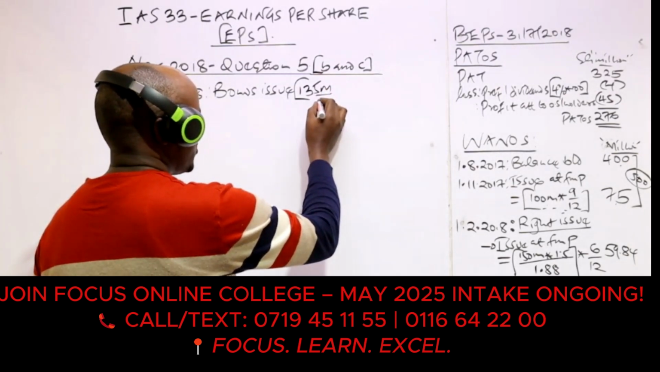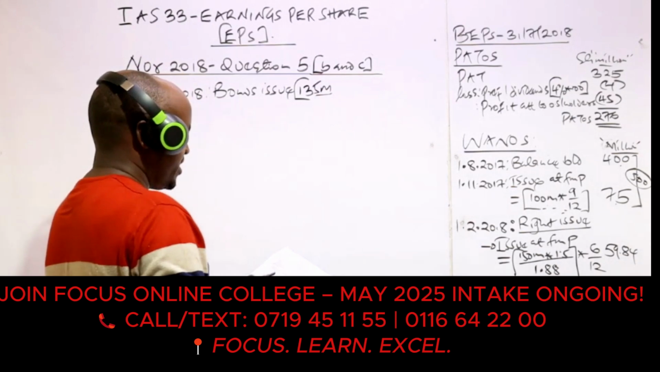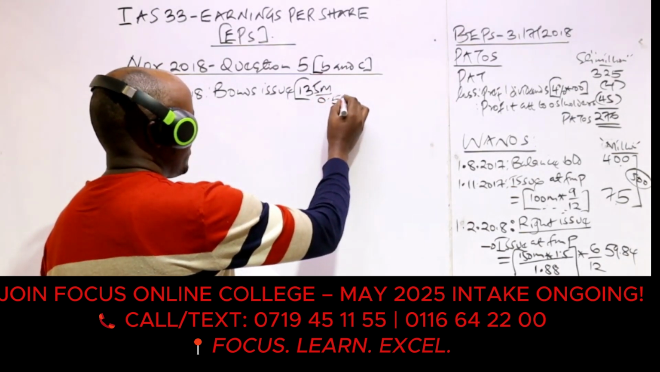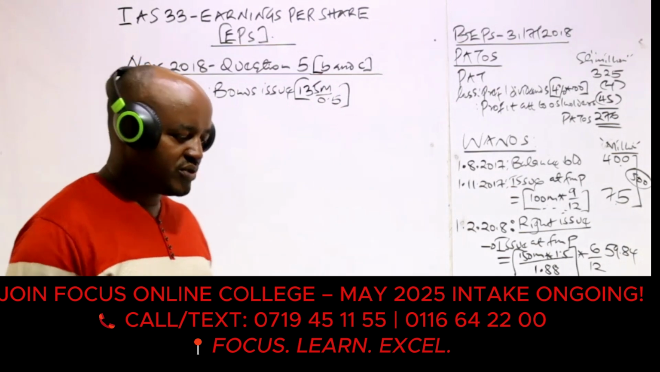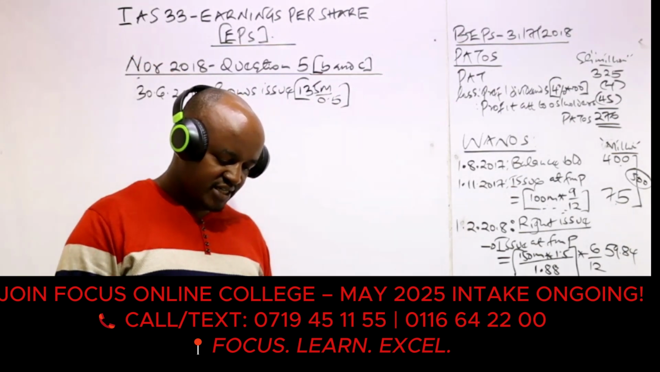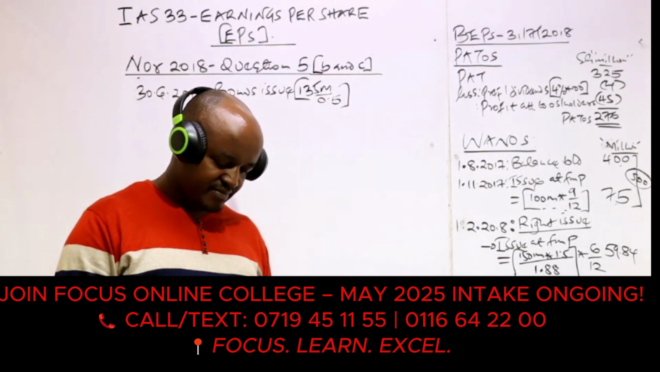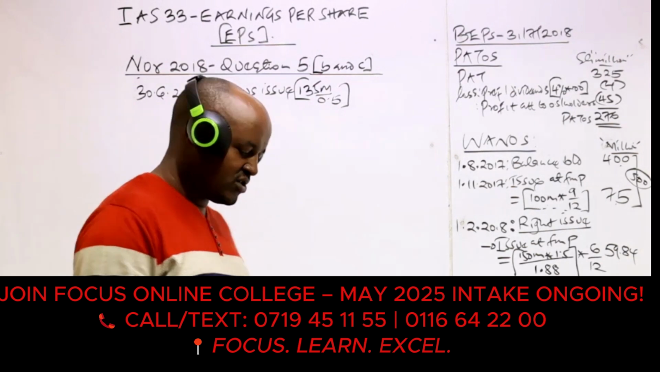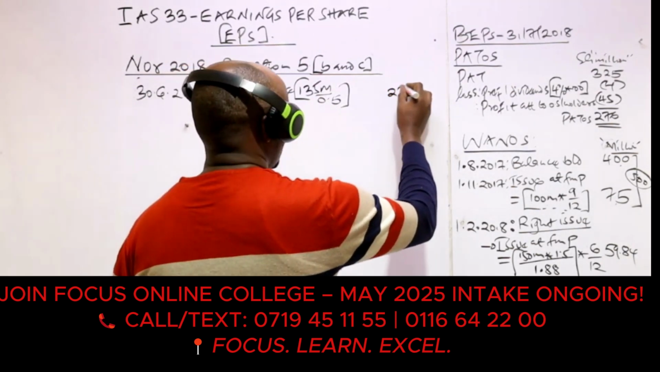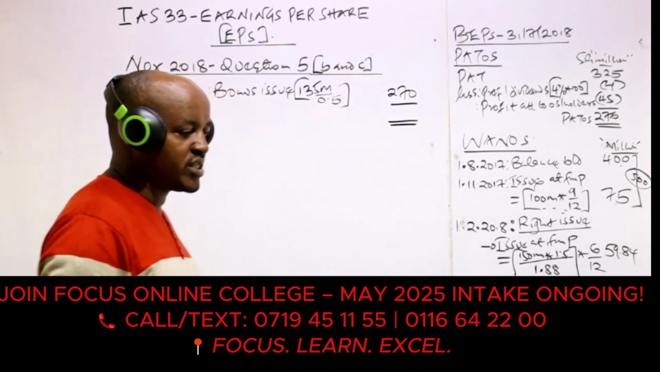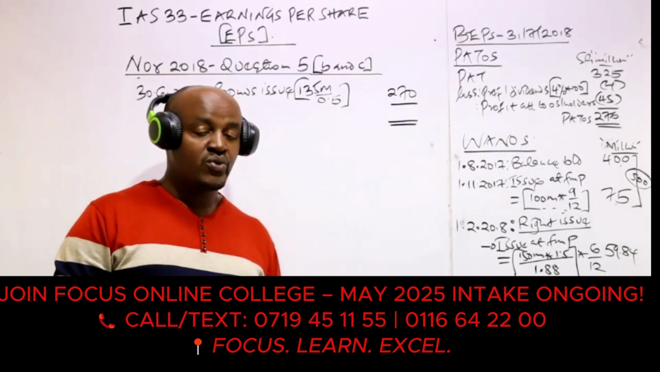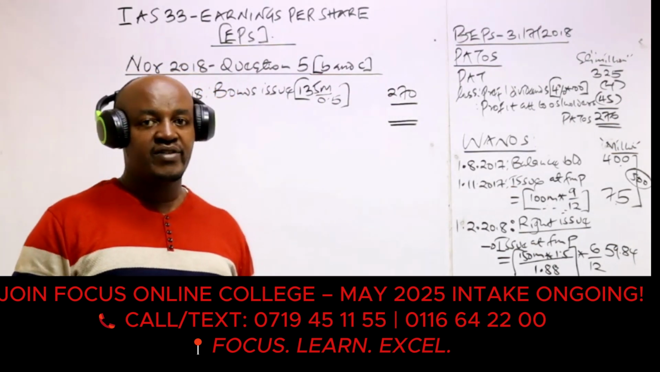The par value per share is what we have in the statement of financial position, which is 0.5. That is the par value per share. That is how we compute the shares which were issued by the company during the bonus issue. So 135 divided by 0.5, which will give us 270. And also it is important to remember that these particular shares are not supposed to be weighted on time basis. And also we use them to restate the earnings per share for the previous year.